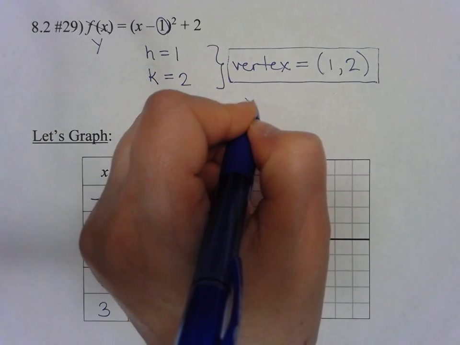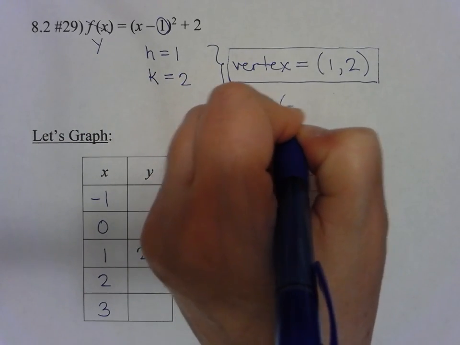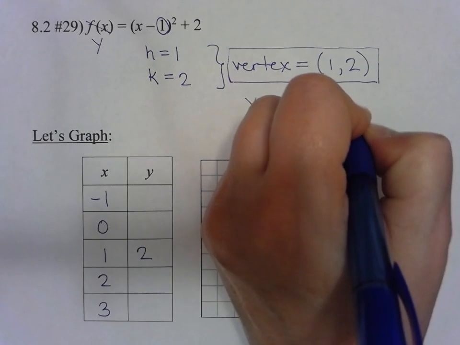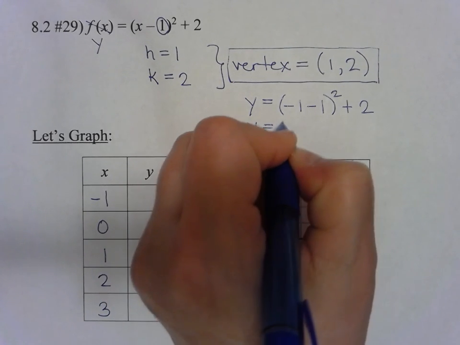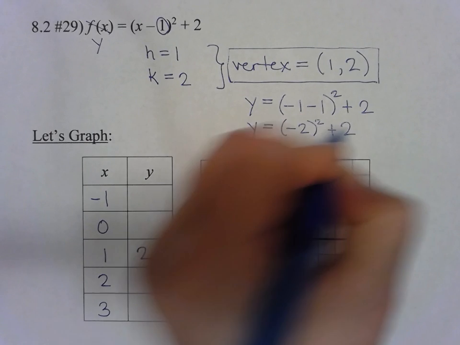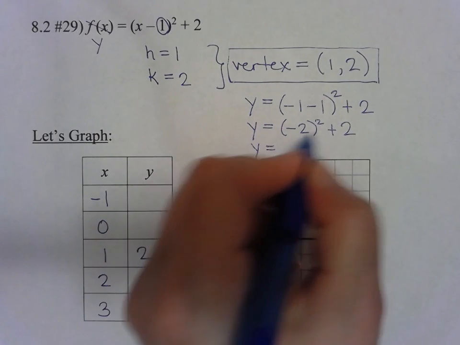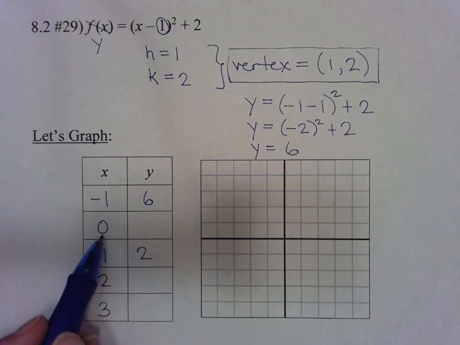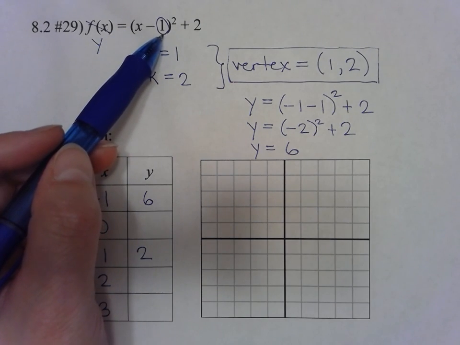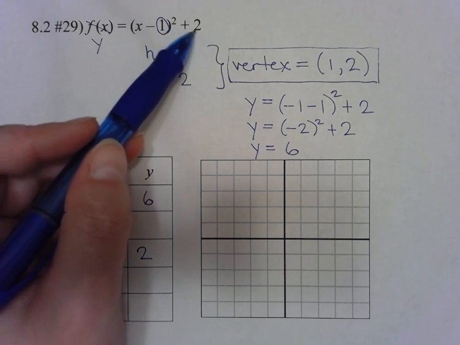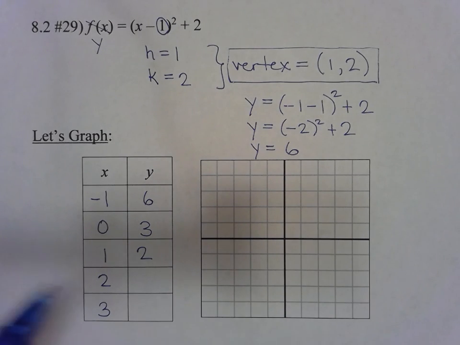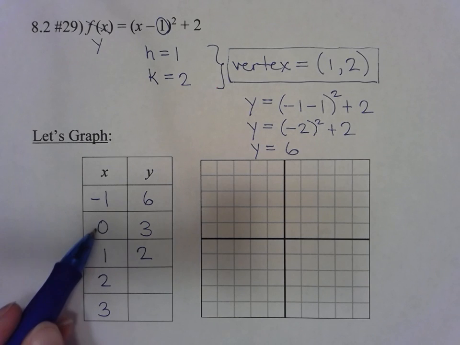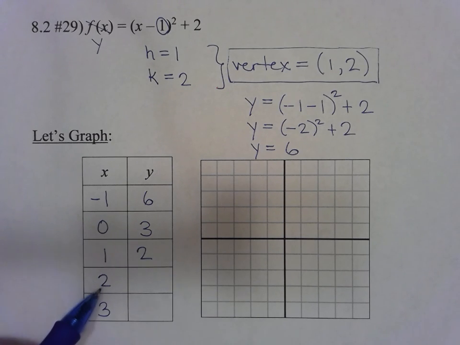So let's plug in a couple of these. Let's do -1. So we'll have (-1 minus 1) squared plus 2. So that's -2 squared plus 2, or 4 plus 2 will give us 6. If I plug in 0, 0 minus 1 would be -1 squared. -1 squared is 1. 1 plus 2 is 3. You could do that for all of these. If I plug in 2, I'm going to use my trick. On equal sides, opposite sides of the vertex, I should get the same y. And if I plug in 3, I should get 6.